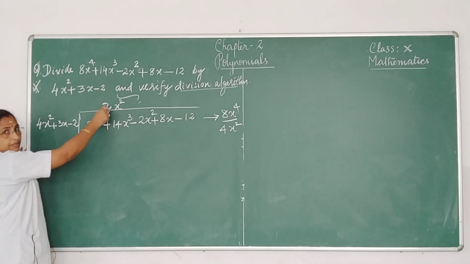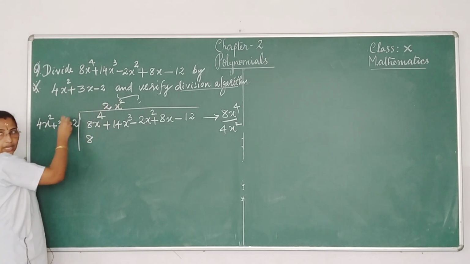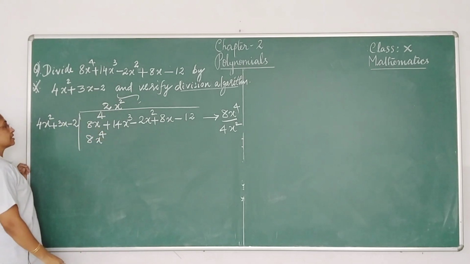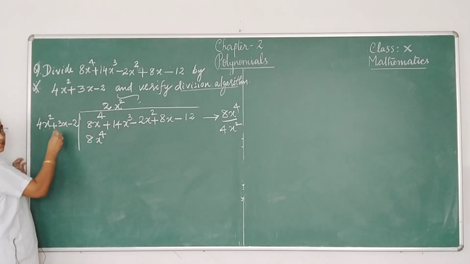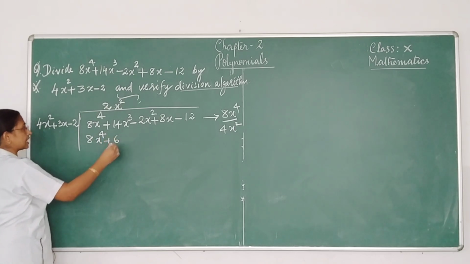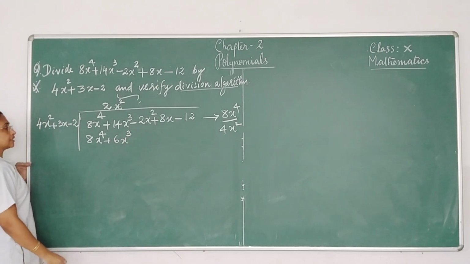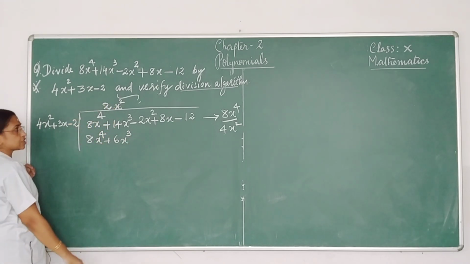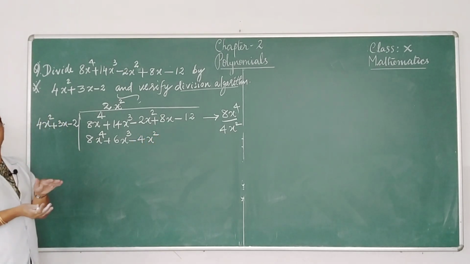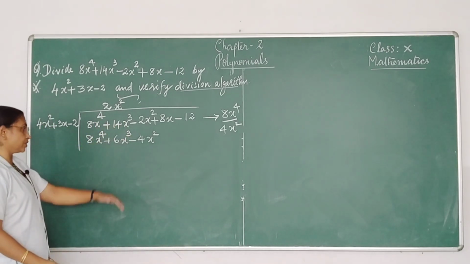After writing the first term of the quotient, you have to multiply. 4 into 2 is 8. X square into x square is x raised to 4. Next term is 2x square. You need to multiply with the next term 3x. 2 into 3 is 6, plus 6. X square into x is x cube. Next term is 2x square into minus 2, minus 4x square. So the x square terms need to be arranged together, the x cube terms need to be arranged together. So write just below it.